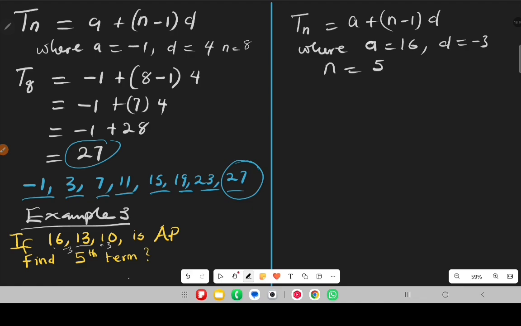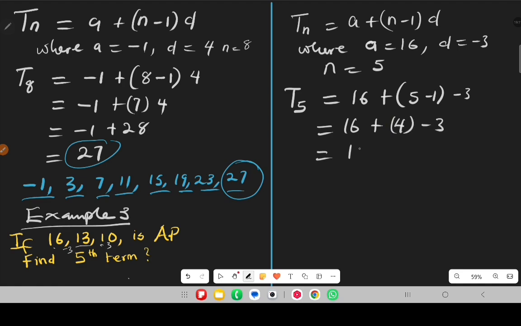Now let's put all these values in place of a, d, and n in the formula. We have T5 equals a, which is 16, plus (5 minus 1) times d, which is minus 3. This is 16 plus, 5 minus 1 gives us 4, times minus 3. And we have 16, 4 times minus 3 gives us minus 12. 16 minus 12 gives us 4 as the final answer.